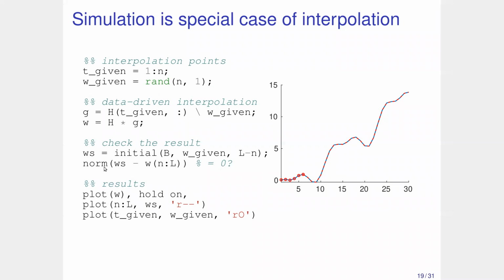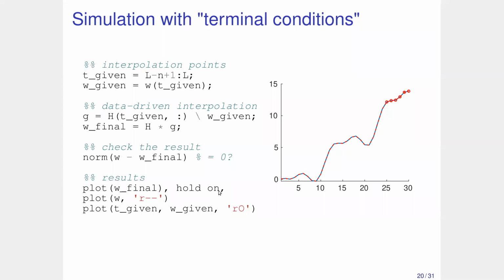And what I verify is that the norm of the difference between the simulated trajectory from the model and the data-driven interpolant is zero up to numerical errors. What I can do, and it's equally easy with this algorithm, is to shift the data points to the end, which would be simulation with terminal conditions, or as I showed in the beginning, they can be randomly spread over the trajectory. So this is general, although I do it here in a special case of an autonomous scalar system. It can be applied for general MIMO systems and estimate the missing data.